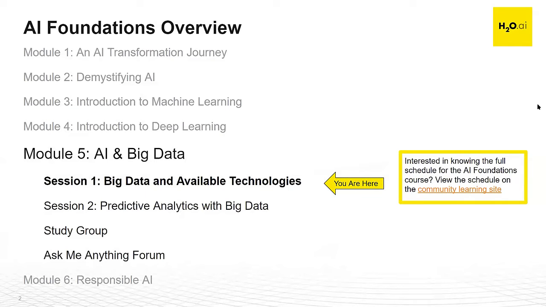So here we are. This is Module 5. If you have missed any of the modules before, from 1 to 4, you can still go to training.h2o.ai. You can just find the video we played and the slides from previous sessions. Today is mainly about big data and the technologies for big data. And next, in 2 days' time, on Thursday, I will have the second session, which will focus more on machine learning or predictive analytics with big data. So this session is mainly about what is big data and how we can use different technologies to leverage big data.